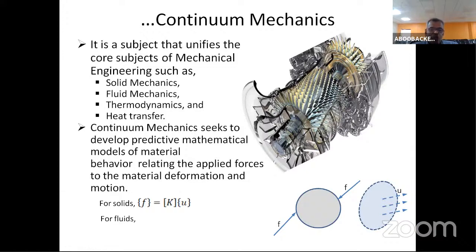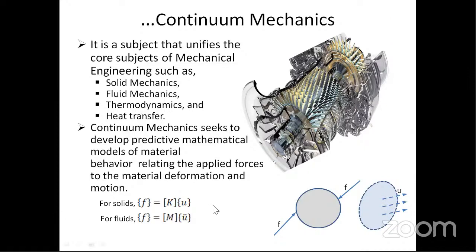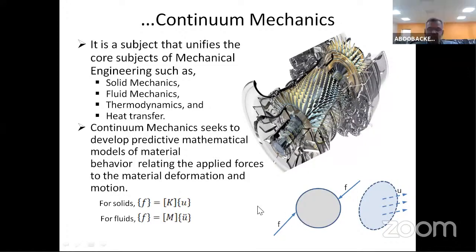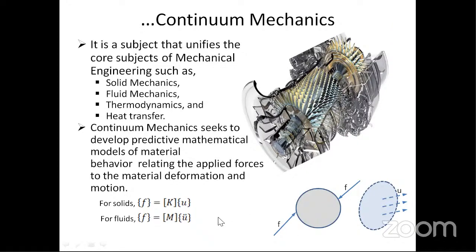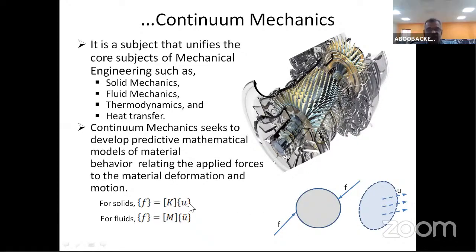In the case of fluids, when subjected to force, it may create not a deformation but a continuous deformation or a motion, a rate of change. So there will be an acceleration. So in the case of fluids, instead of F equals K into U, you may have a set of equations, mass into U double dot, the second derivative of the displacement. So this is the mathematical representation of the physical system.